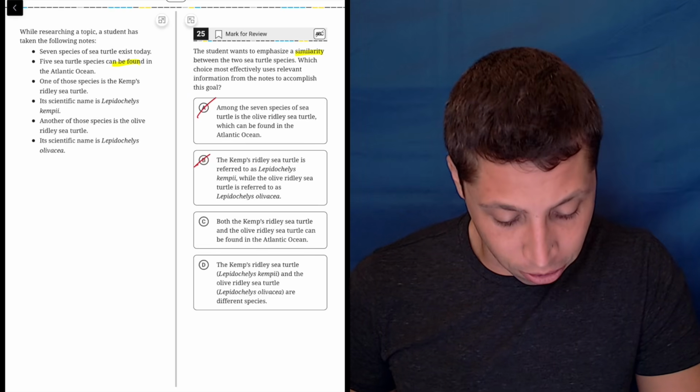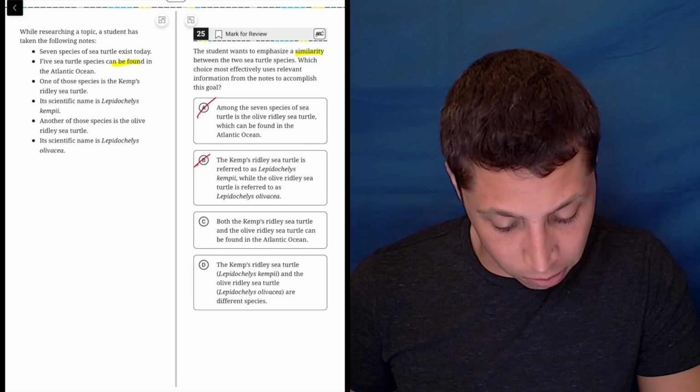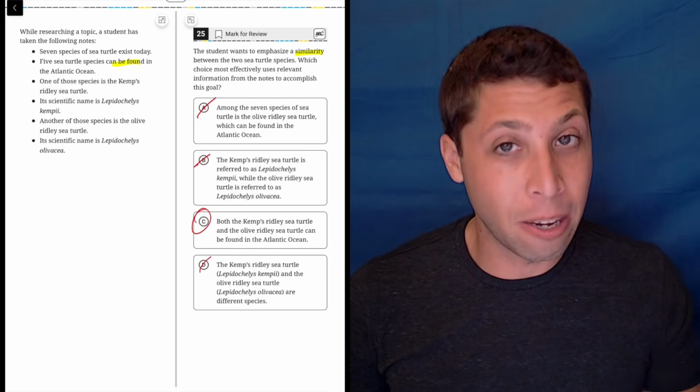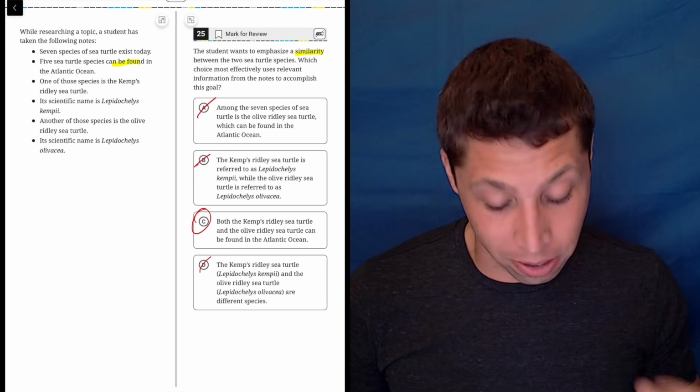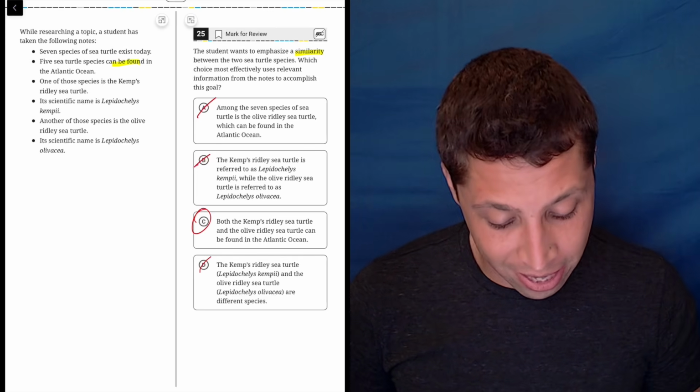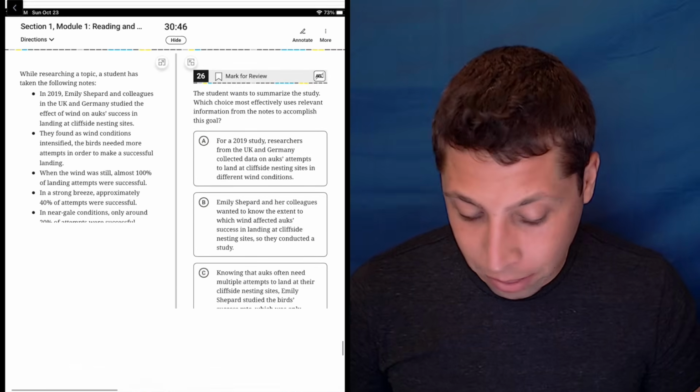The Kemp's Ridley sea turtle and the olive ridley sea turtle are different species, so different means no, they're not the same. So similarity is the key word. And choice C is the only choice that actually involves a similarity. It has nothing to do with anything else. It's really just the idea of a similarity that we needed.